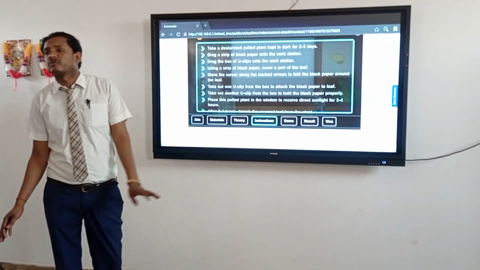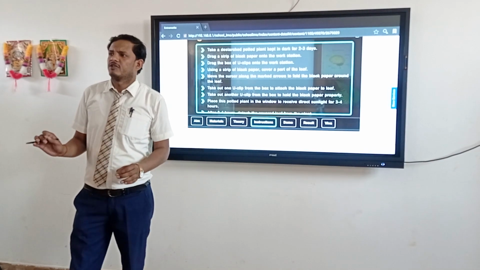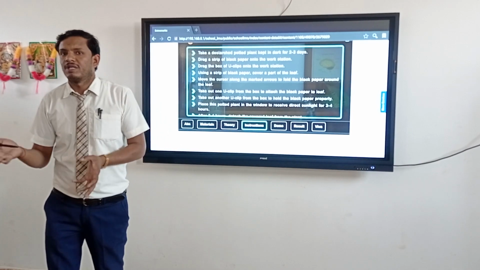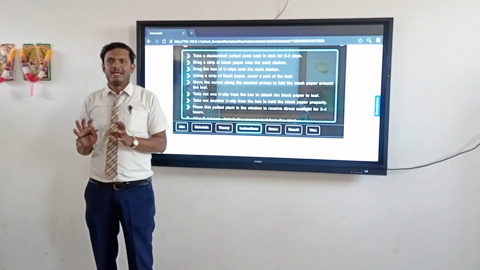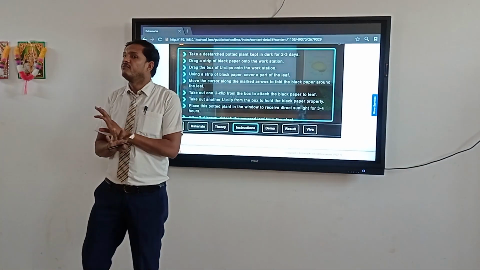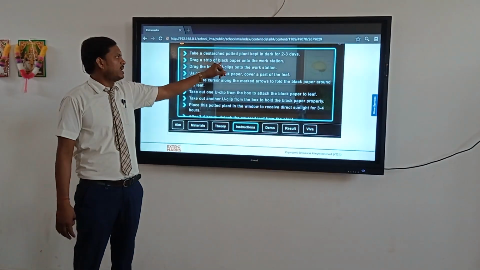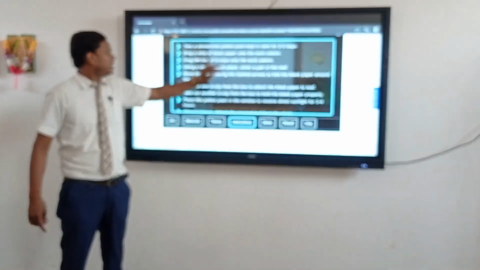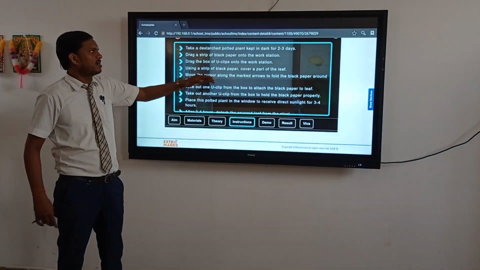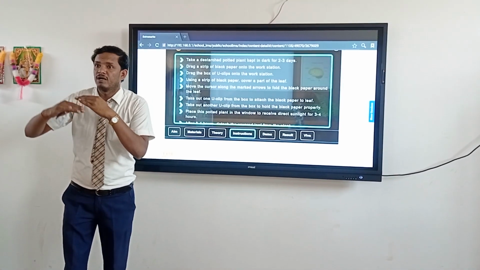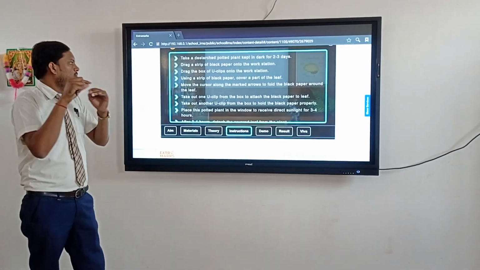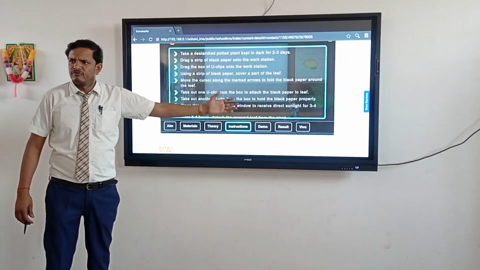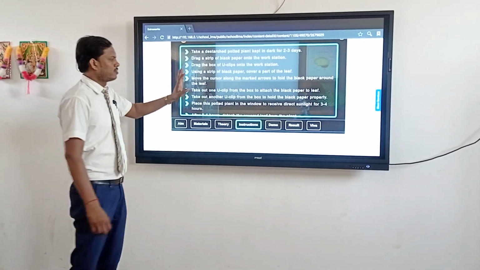Keep the plant in the dark for 2 to 3 days. Since we need a plant that has not performed photosynthesis, we keep it in the dark so that whatever stored starch is there will be consumed by the plant, and there will be no extra starch. Second, drag a strip of black paper onto the workstation. After that, drag the box of U-clips. Then, using the strip of black paper, cover part of the leaf, and the U-clip is applied on that. Move the cursor along the mark. We will observe this in the demo, so let's go through the demo.